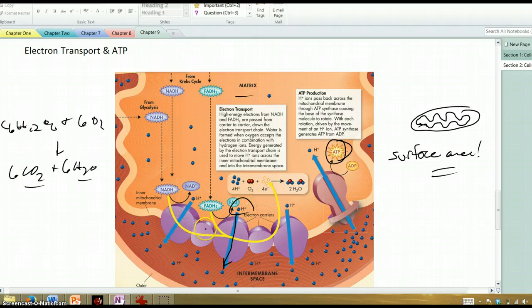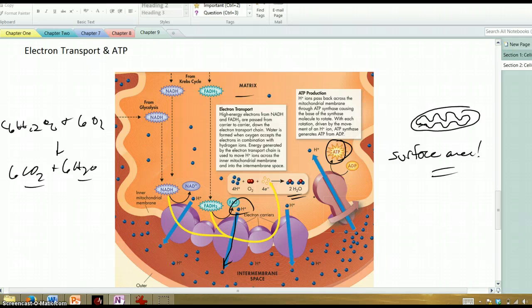Essentially, after the electrons are passed along, oxygen is the final acceptor of the electrons. The electrons start in glucose, they're stripped off into these electron carriers, they're given up to the electron transport chain, and then the electrons end up with the oxygen molecule. Well, in the process of doing that, oxygen not only gets the electrons, but it also grabs onto some hydrogen ions, and so this is where we make our water.